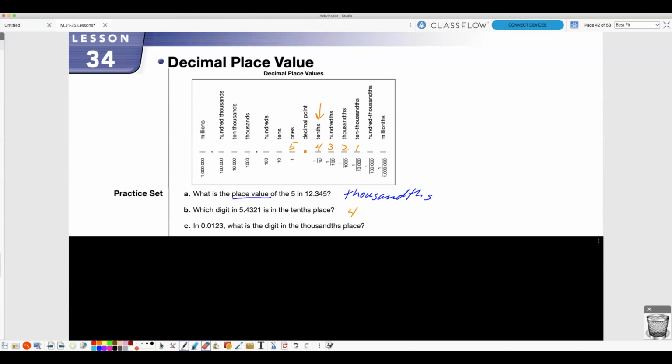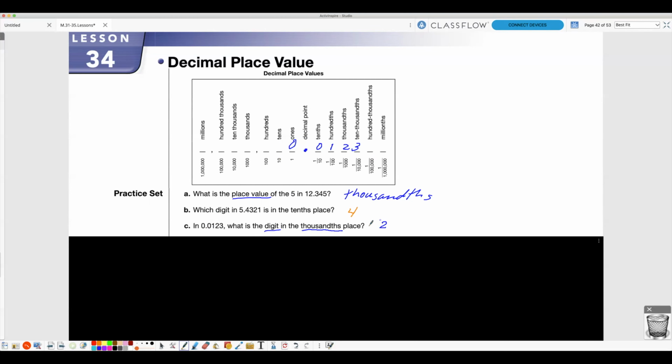Letter C, in 123 thousandths, what is the digit in the thousandths place? So again, you could just plug these into your values. You've got the 0 in the ones place. You got the decimal. You have the 0 in the tenths place, the 1 in the hundredths place, the 2 in the thousandths place, and the 3 in the 10,000ths place. So we're looking for the thousandths place. The digit in the thousandths place would be 2.